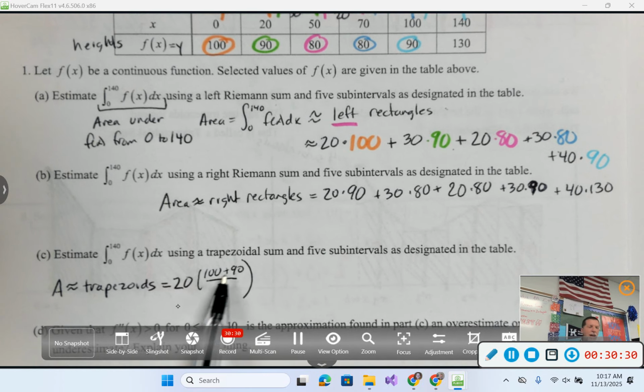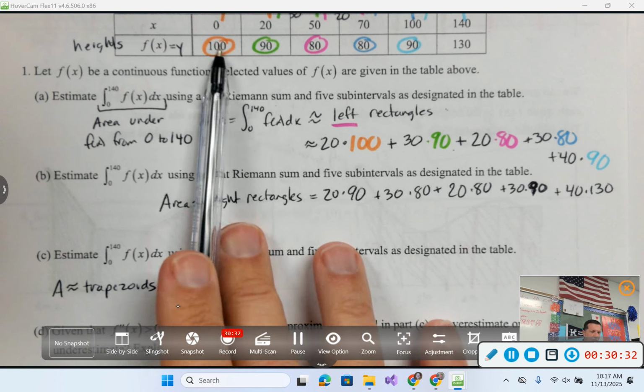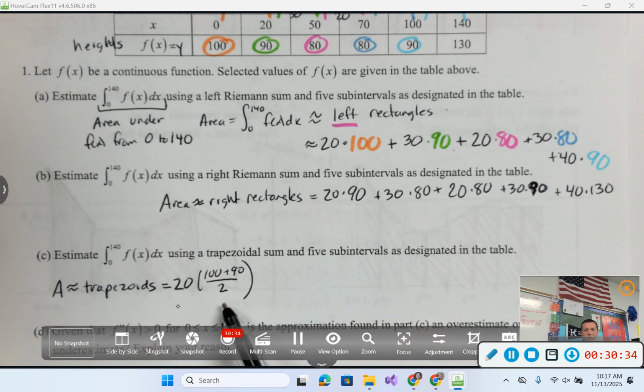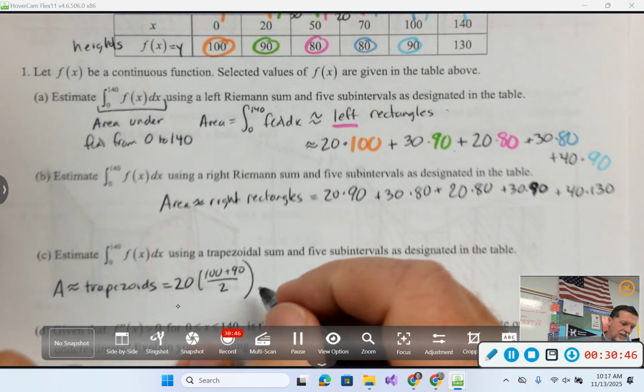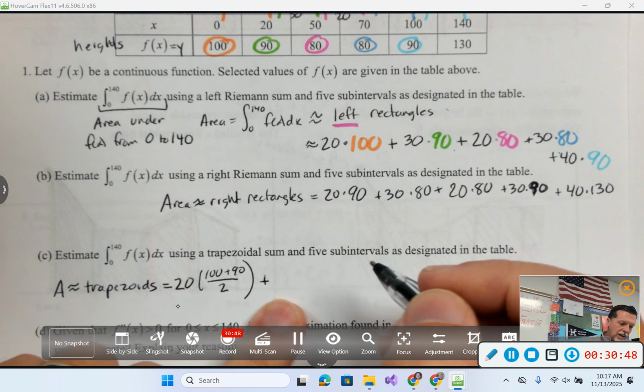Some people will do the average in their head, like obviously the average of 190 is 95, and they'll just write 95. It would be better if you would show what you're doing. You're more likely to get full credit by showing that you know it's the average of the heights, rather than doing the average in your head.